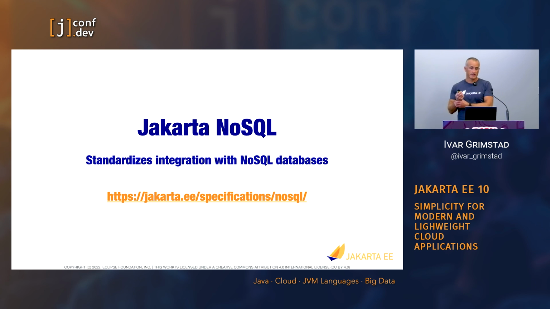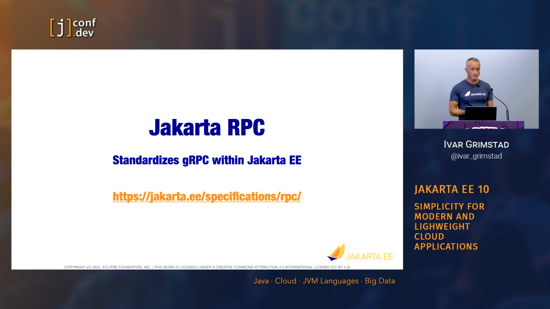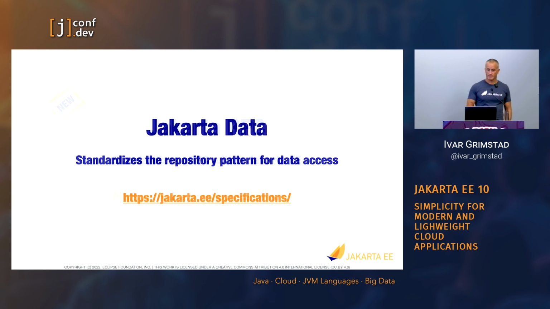Jakarta NoSQL is standardizing integration with NoSQL databases. That's an ongoing project. They have a beta 4 out or something. So that is something we hope to have ready for EE 11. We have a new spec defined for gRPC called Jakarta RPC, and that work has just started. They have some foundation they want to use, and I think they have submitted the initial contribution to the GitHub repositories. But it's an ongoing new specification, hopefully in EE 11.